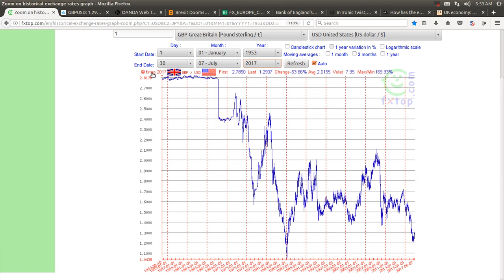You see that cable declined from about 2.82 in 1953 to a low of 1.0320 in 1985. That's followed by a recovery, which is sort of the flip side of the dollar's collapse following the Plaza Accord. Then eventually you get to a post-1985 high of around 2.1, coinciding with the peak of the housing bubble, the credit bubble in the US.